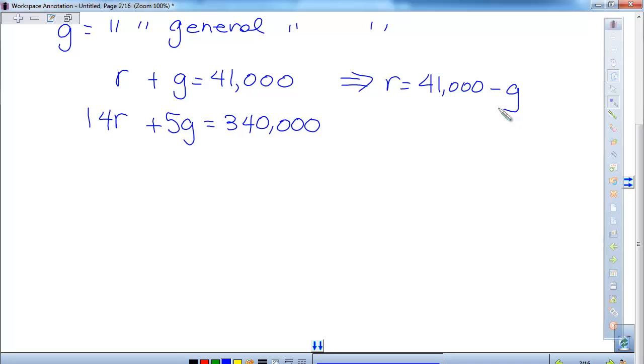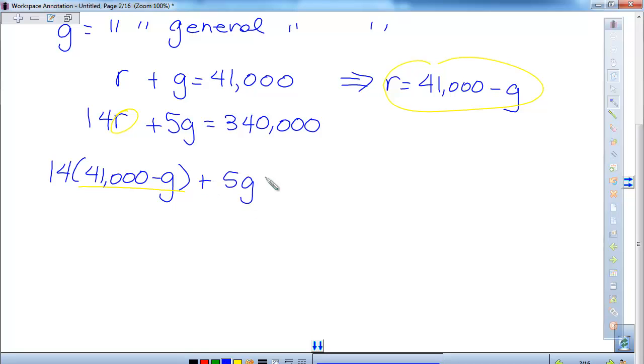So we get 14 times (41,000 minus G), because we made a substitution for R. We said R was equal to 41,000 minus G. So now in the second equation where I have R, I'm going to put 41,000 minus G, plus 5G equals 340,000.